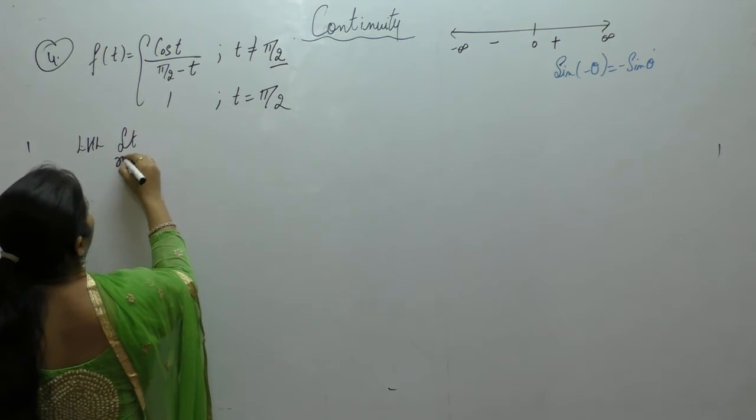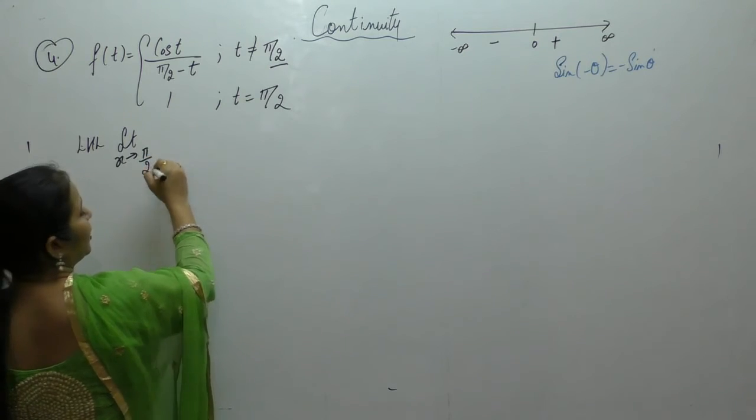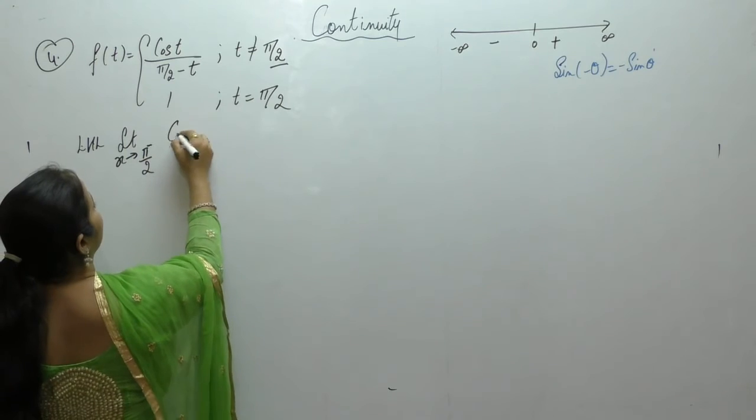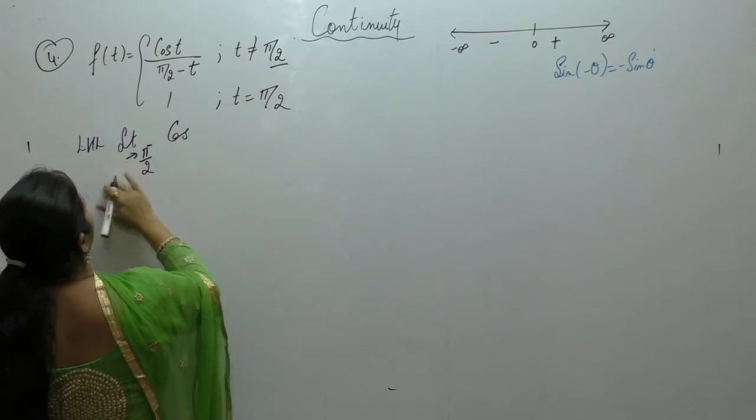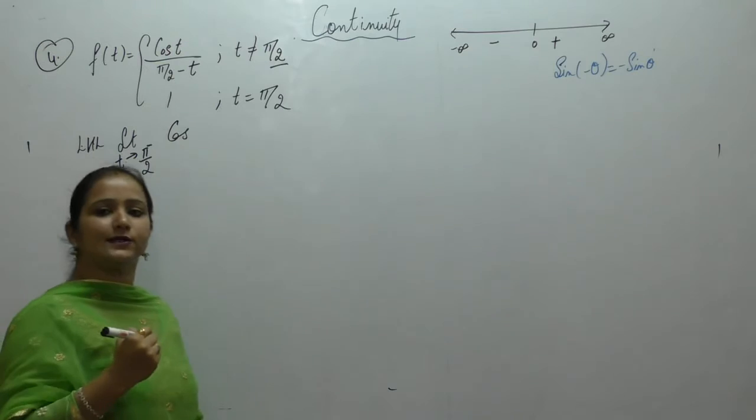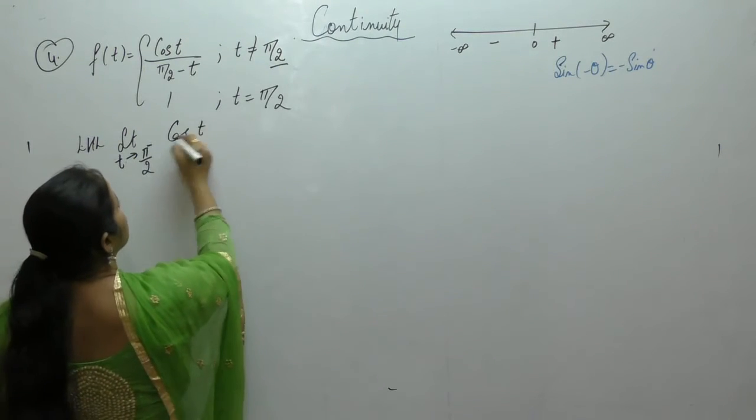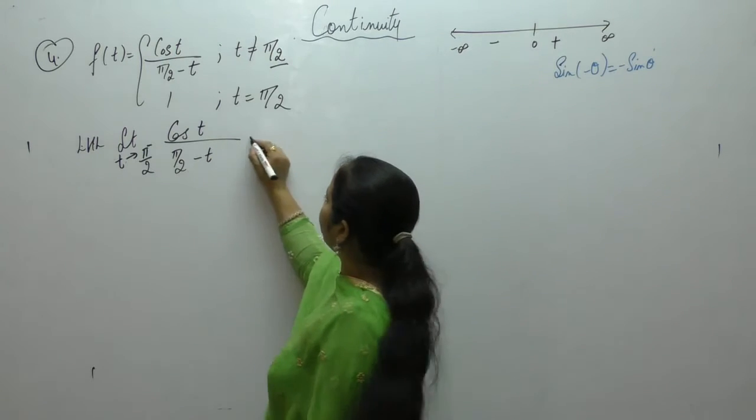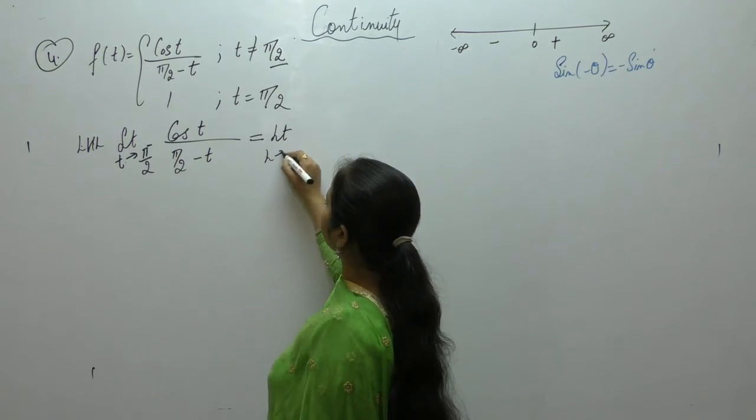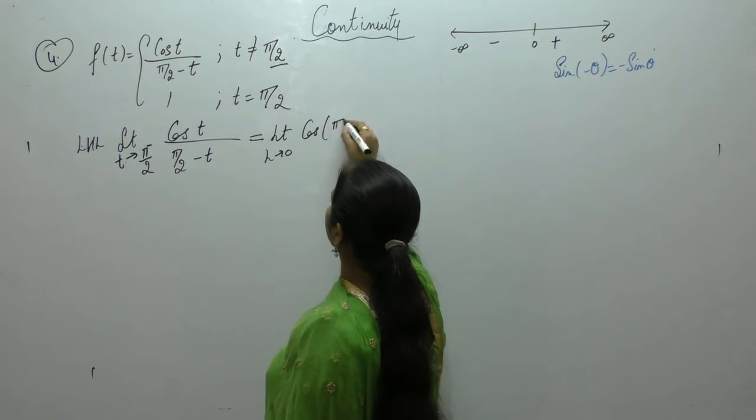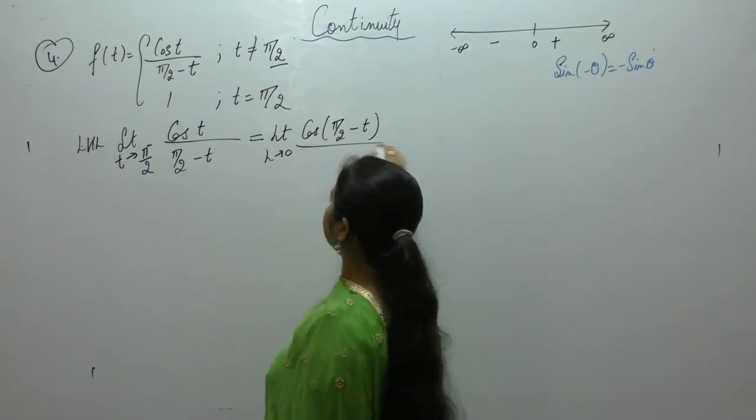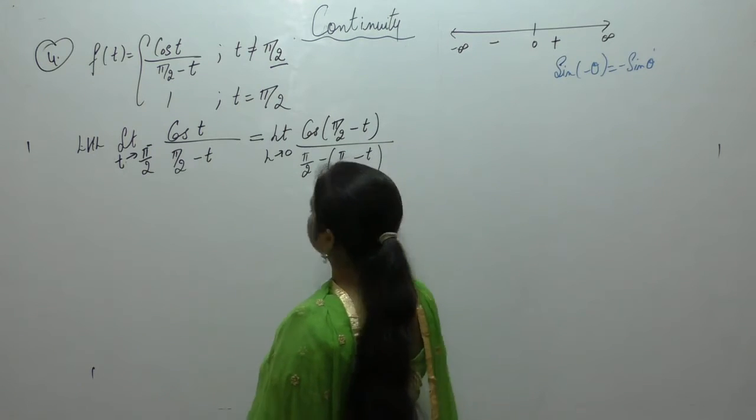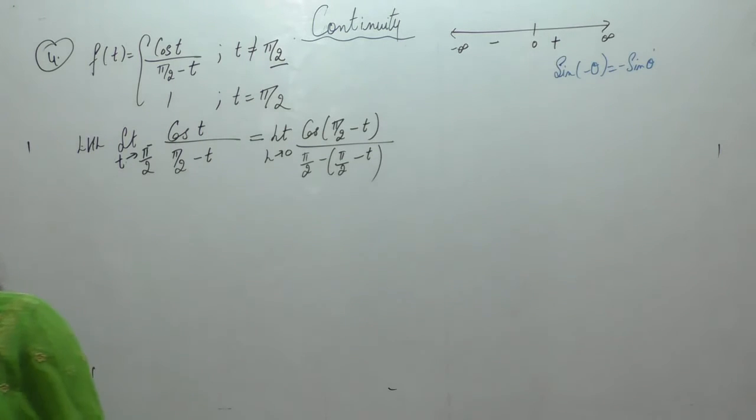Limit x tends to not 0. Now the limit we want to check at point pi by 2, so pi by 2 negative. Instead of x we have function in t. So limit t tends to pi by 2 negative, cos of t upon pi by 2 minus t. Now when we put the limit h tends to 0, we will write it as cos of pi by 2 minus h upon pi by 2 minus, instead of t, pi by 2 minus h. Is it clear?